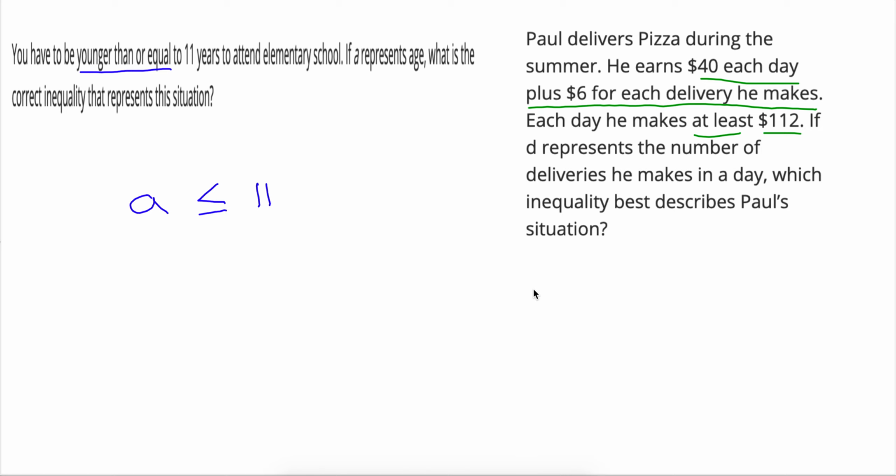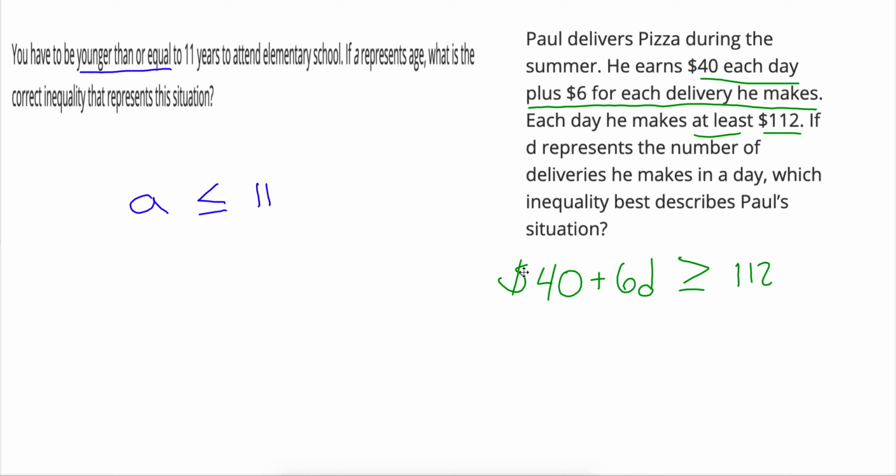Okay, so we know he earns $40 a day, plus $6 for an unknown amount of deliveries. So we're just going to use D for deliveries. And we know he makes at least $112. Well, what numbers are at least $112? Well, we know 112 is at least 112. So do I go higher or lower? Is $120 at least 112? Yes, it is. And 120 is greater than or equal to 112.